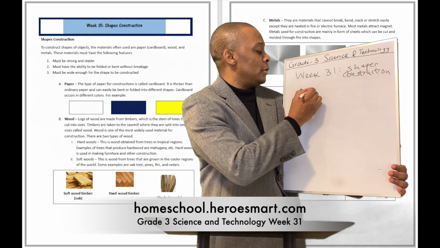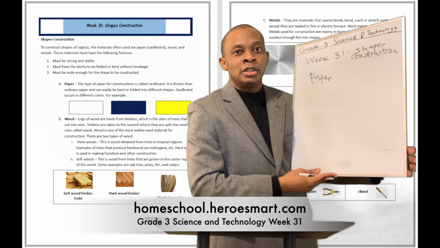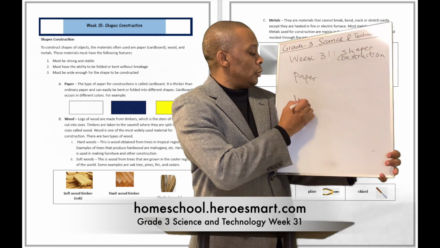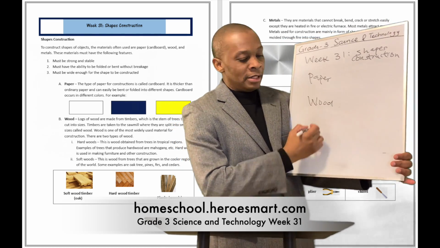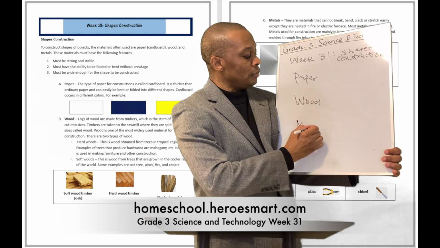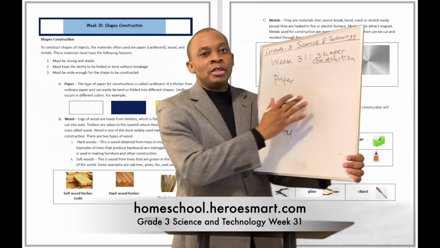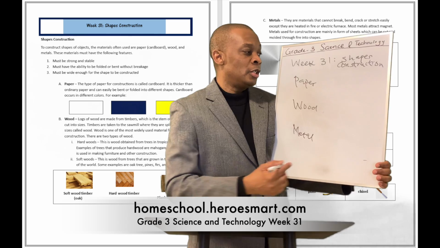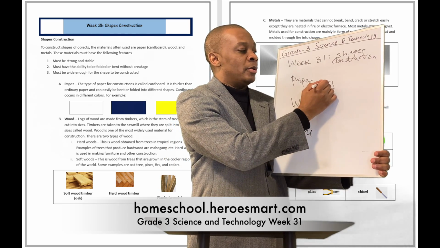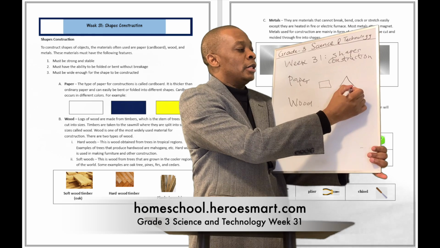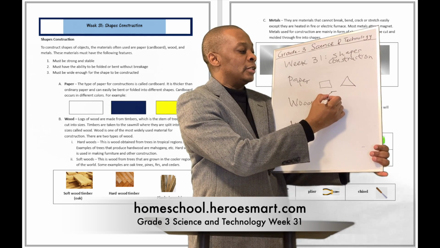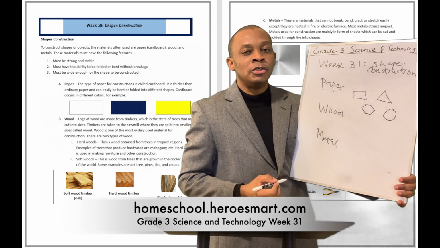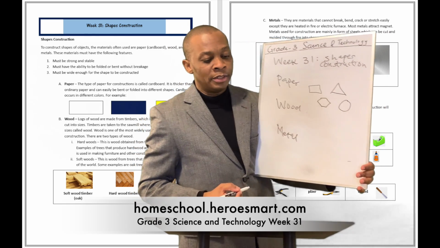You may use paper. Right, so you can use paper to make all those shapes that we talked about last week. What about wood? You can use wood and metal. Well, paper is going to be one of the easiest that you can use. You can do a lot with paper just to understand how to construct shapes. You can construct your square with a piece of paper. You can construct your triangle. You can construct your hexagon even with a piece of paper. You can construct a circle. Lots of things you can do with your paper over there.